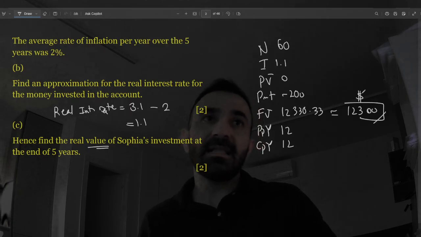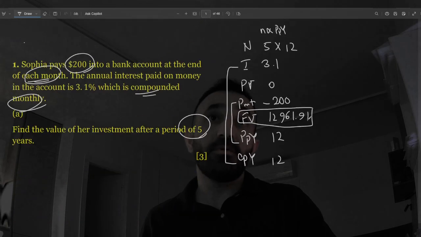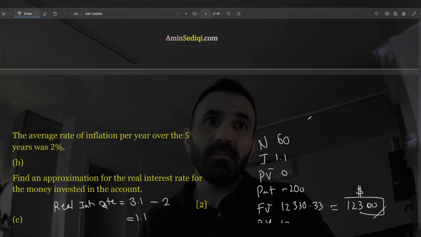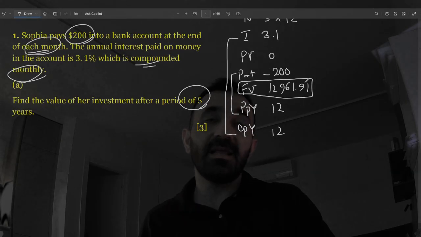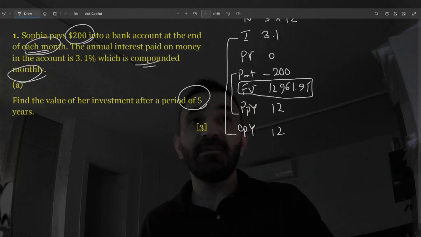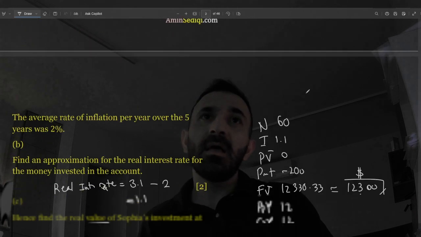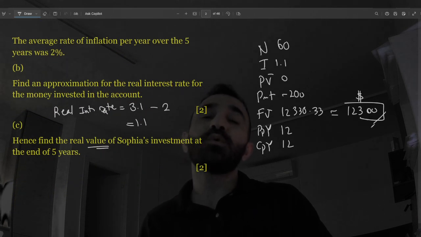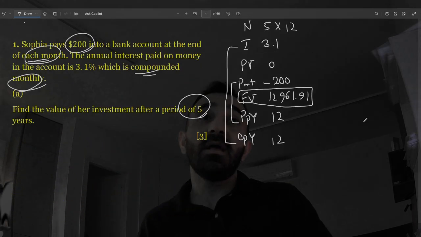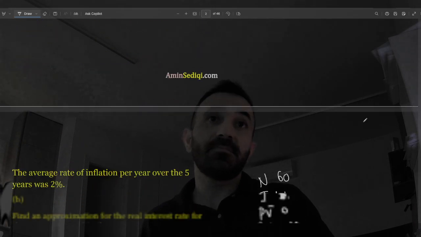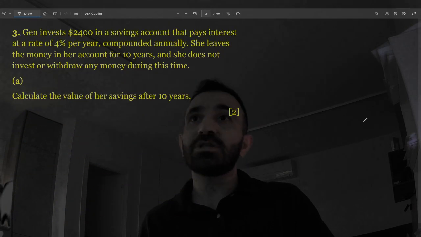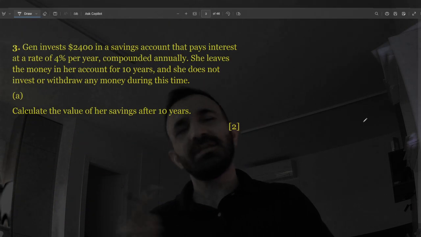Which is less than the value that we found before, which makes sense, right? Because this value here is without considering inflation. You have 12,961, but the actual value of your money is $12,300. Okay, that's it.